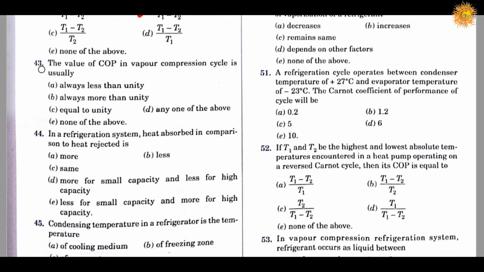Question number 43. The value of coefficient of performance in a vapor compression cycle is usually, it's a vapor compression cycle COP. So option A is always less than unity, option B always more than unity, option C equal to unity, option D any one of the above, option E none of the above. So the correct answer is B, always more than unity. Okay, this one is the correct answer.